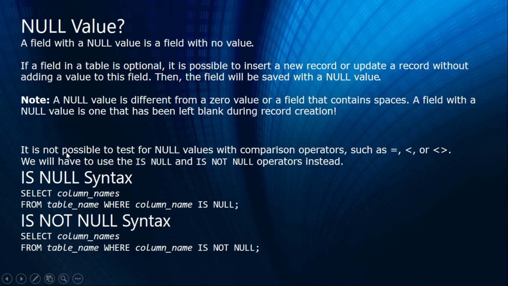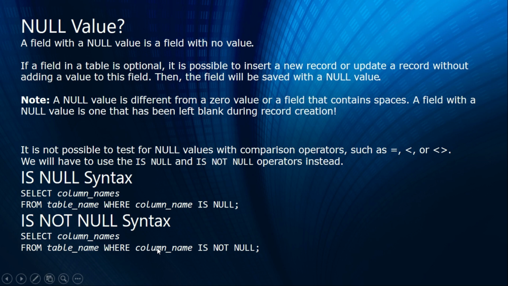Okay, so it is not possible to test for null values with a comparison operator such as equal to or less than. We will have to use the IS NULL and IS NOT NULL operators instead. So we will be studying the IS NULL syntax. Here's the syntax: SELECT column name FROM table name WHERE column name IS NULL. And in case of IS NOT NULL, you can use this one.